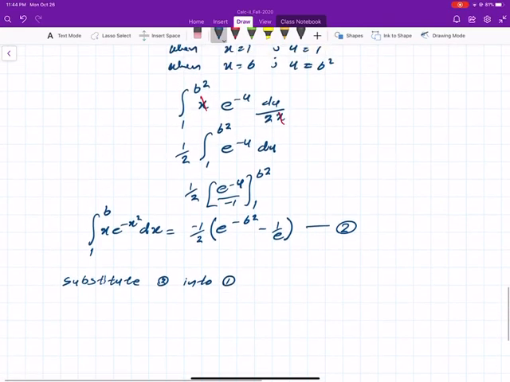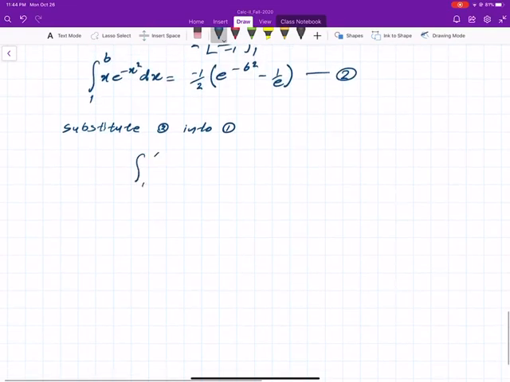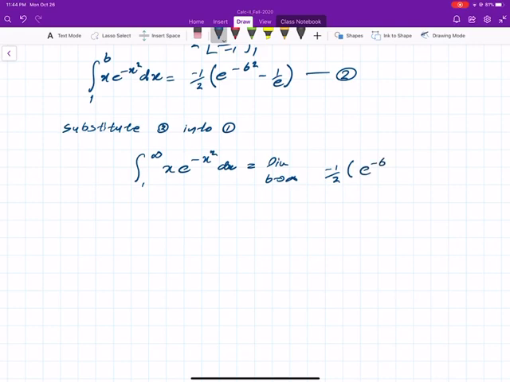You substitute 2 into 1, and then you write integration from 1 to infinity x e negative x square dx. This should be limit b goes to infinity minus half e minus b square minus 1 over e. What I have done is simply substitution. It's a simple substitution. And then this equals, now I'm going to apply the limit.